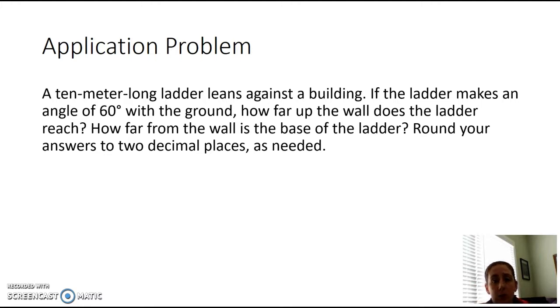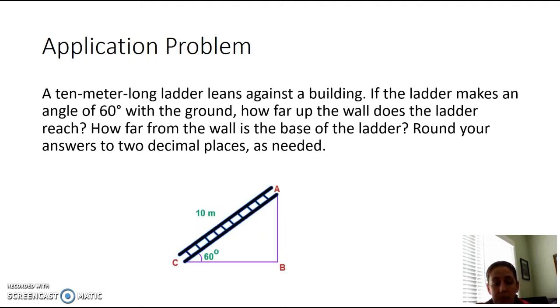Whenever you're working with word problems, the best thing that you can do for yourself, if ever possible, is to draw a picture. So we'll assume that this is the building, this is the ground, and we always assume that the ground and the building make this nice right angle. And here's the ladder leaning up against it at a 60-degree angle, and that ladder is 10 meters long.